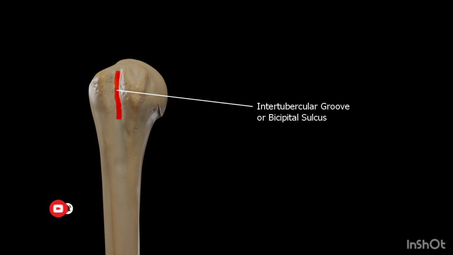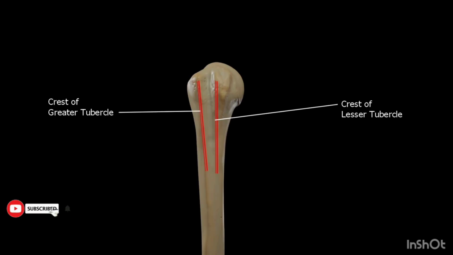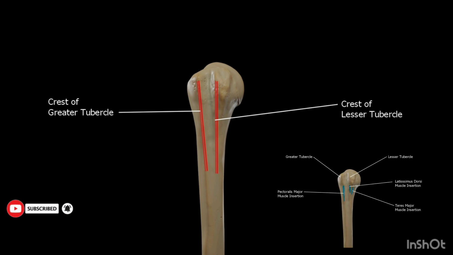Crest of greater tubercle, lateral lip: insertion of pectoralis major. Crest of lesser tubercle, medial lip: insertion of teres major. Floor of groove: insertion of latissimus dorsi. Easy mnemonic, PLT: pectoralis, latissimus, teres.